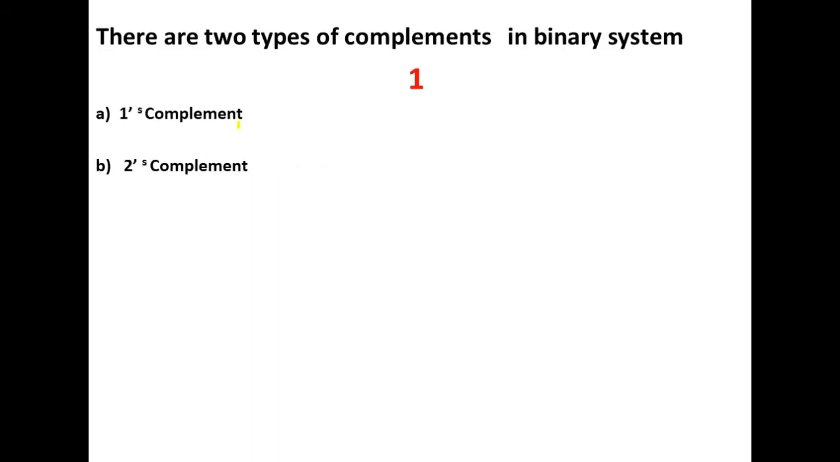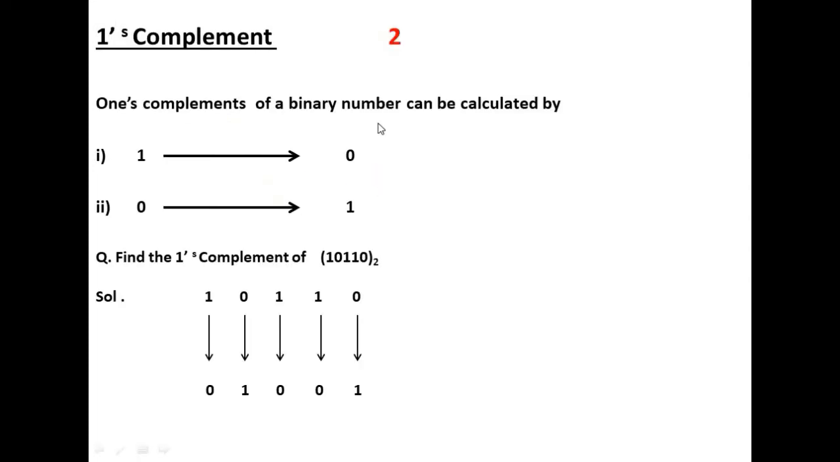There are two types of complements in the binary system. One is ones complement and the other is twos complement. Ones complement of a binary number can be calculated by converting 1 into 0 and 0 into 1. In this way we can convert any binary number into its complement.